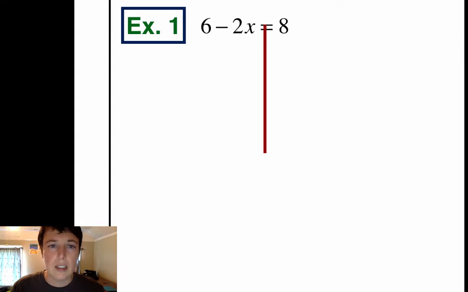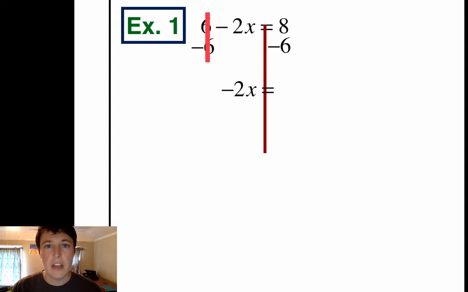So let's start with the 6. If we take the 6 away, it will cancel out, but we'll still have a minus 2x. Do not forget that minus sign, that negative. And then 8 take away 6 is 2. So we're down to this, negative 2x equals 2.